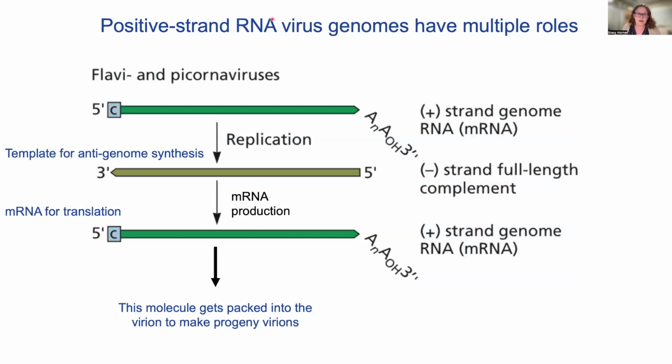So a positive strand RNA virus genome, when it enters a cell, the genome is the mRNA, but it also has to get replicated. And so this molecule makes the RNA-dependent RNA polymerase. It makes a negative strand copy, which is the template for anti-genome synthesis. And then this can be converted into mRNA, but also this is mRNA. These two molecules at the top are the same. And this is a molecule that gets packaged into virions to make progeny virions. So this is what it looks like for some positive strand RNA viruses.